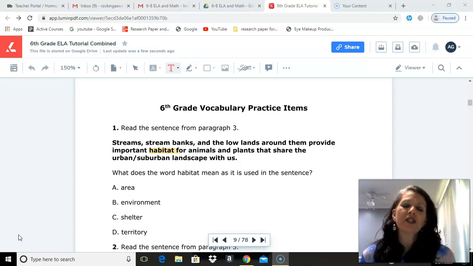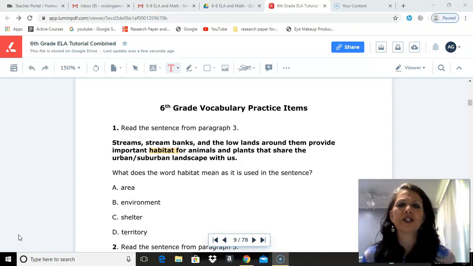Today we're going to be doing a little bit of review on vocabulary. So if you have your packet, you can get your packet out and follow along with me. If not, you can just look at the screen as we go over and practice some of the strategies and skills that you've learned this year.